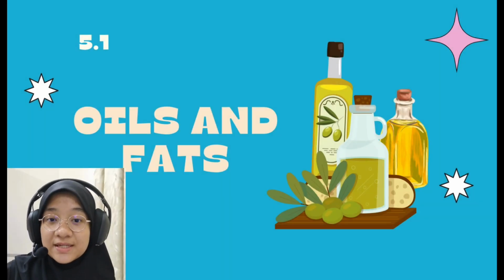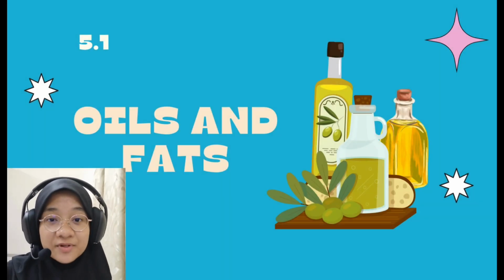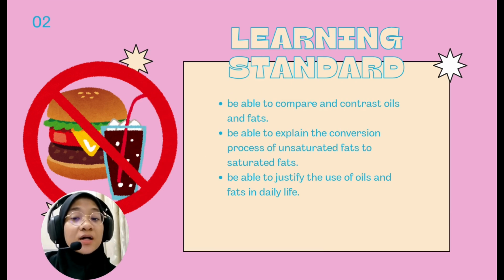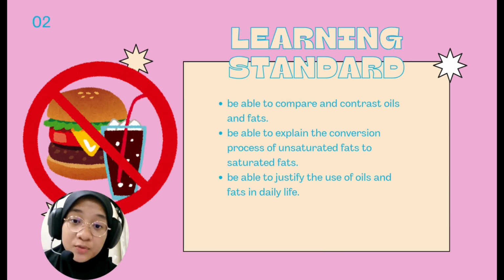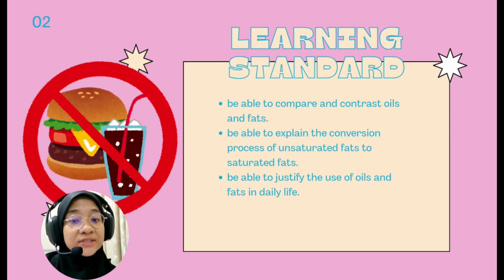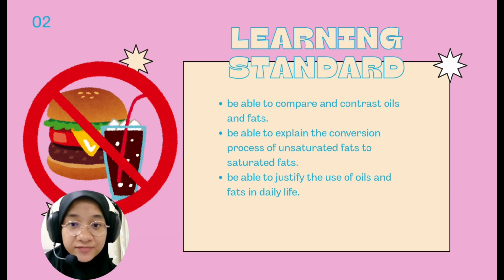So now I will be presenting about the first subtopic of chapter 5, which is oils and fats. In this subtopic, there are three learning objectives. The first one, we will be able to compare and contrast oils and fats. Second, we will be able to explain the conversion process of unsaturated fats to saturated fats. And lastly, we will be able to justify the use of oils and fats in daily life.